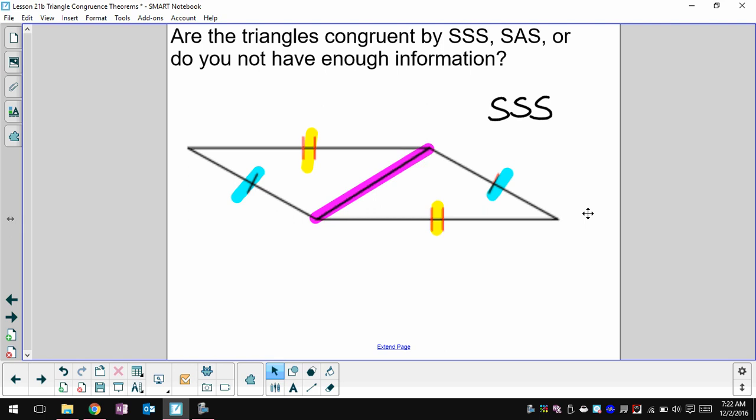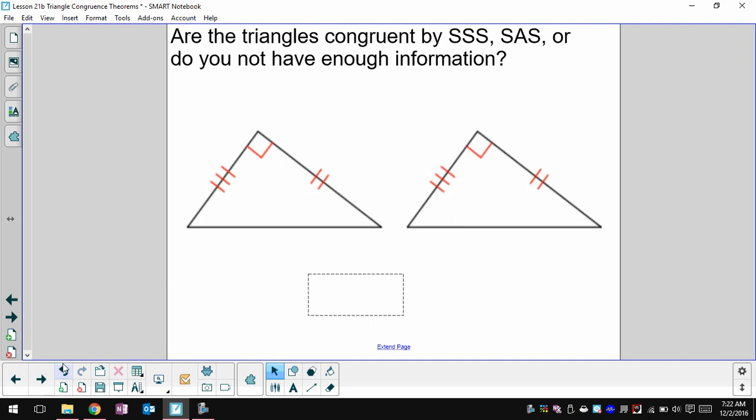So I know that all the angles and all the corresponding sides in these two triangles are congruent because of the side-side-side theorem. So pause here, check these two triangles out and decide whether or not they're congruent and by which theorem.